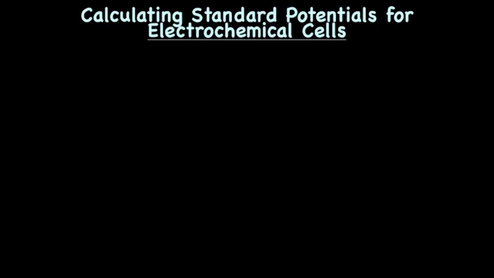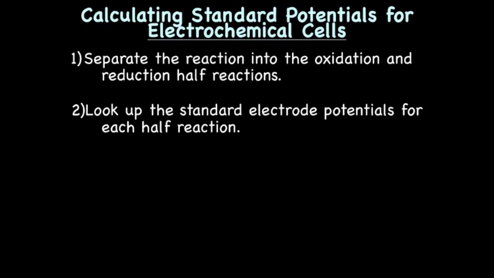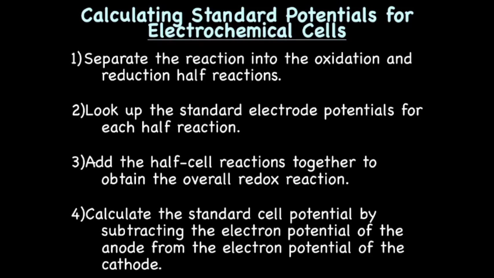All right, so now let's talk about how you would calculate, instead of measuring, the standard potential for electrochemical cells. First thing you're going to do is separate the redox reaction into the oxidation and reduction half reactions. You're going to look up the standard electrode potentials for each half reaction, which I'll show you in just a moment. You're going to add the half cell reactions together to obtain the overall redox reaction. And then you're going to calculate the standard cell potential by subtracting the electrode potential of the anode from the electrode potential of the cathode. Remember, E cell equals E cathode minus E anode.